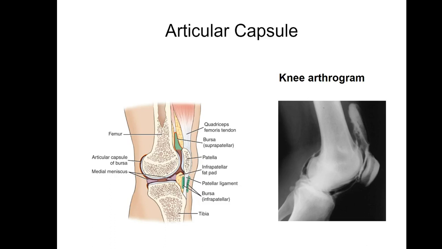In this image, the patient had an arthrogram, so contrast has been injected into the capsule around the knee. And notice they used positive contrast, which is white, and they used negative contrast, which is black. Negative contrast is usually air or some type of gas.